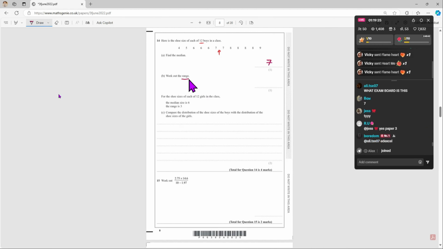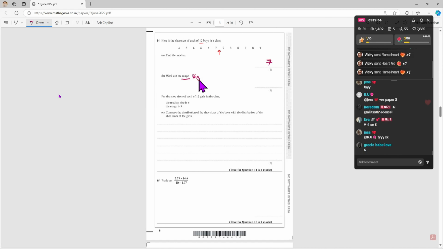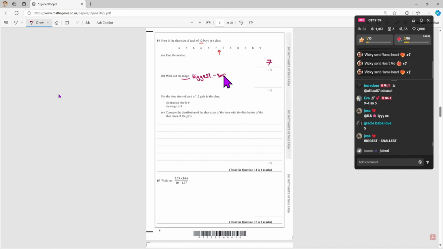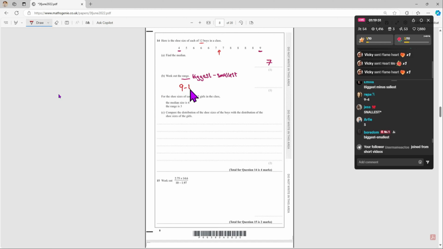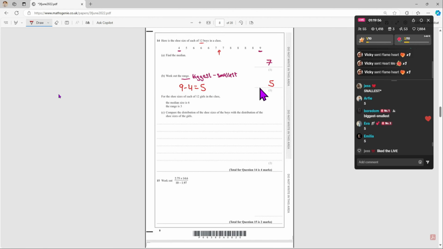Now we need to work out the range. In the chat, please remind me what the range is. The range is the biggest minus the smallest amount, okay? Biggest minus smallest. So the biggest value is our 9. Smallest is our 4. So we're going to do 9 minus 4 to give us a value of 5. So that is going to be our range.